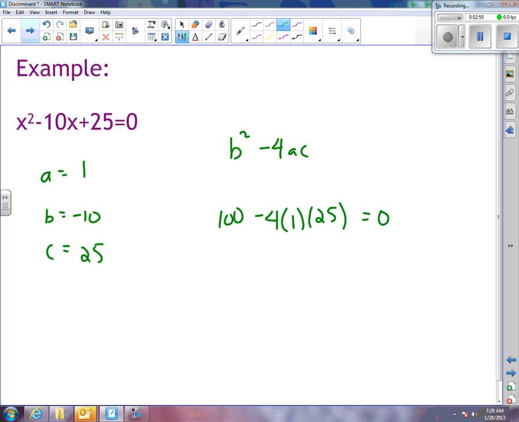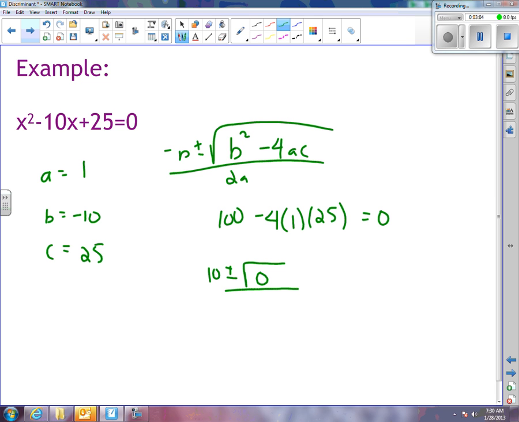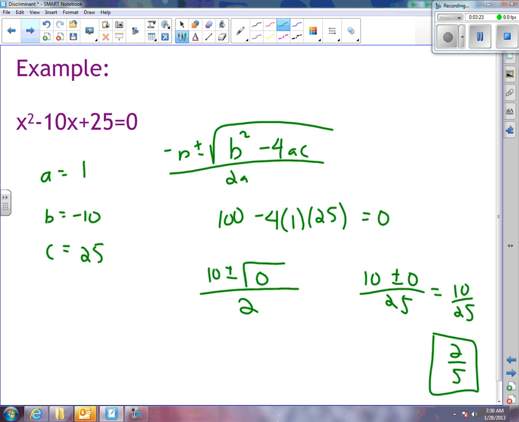So, if I put this into the rest of the quadratic equation, I would see that I would get 10 plus or minus the square root of 0 over 2. Well, the square root of 0 is just 0. So I would have 10 plus or minus nothing over 2. Well, adding and subtracting nothing doesn't change it. So that's really just 10 over 2, which is 5. So there's no plus or minus anymore because I was just adding and subtracting nothing. That's why there's only one solution to this equation.